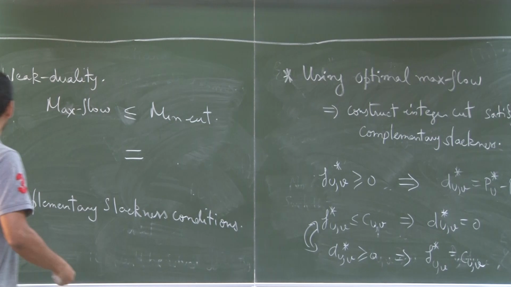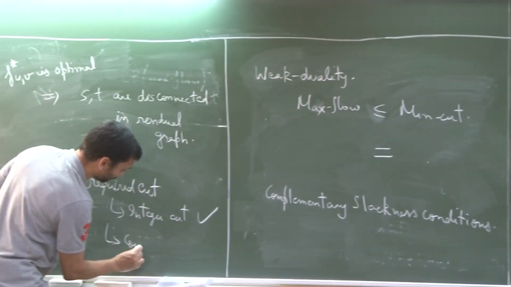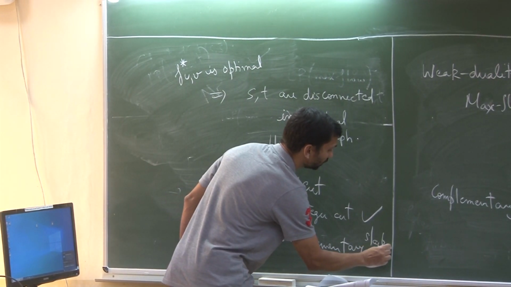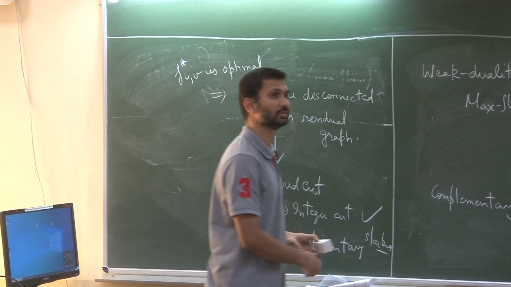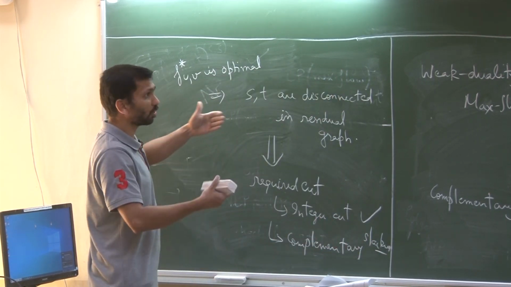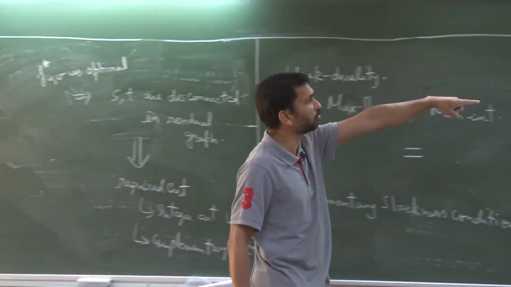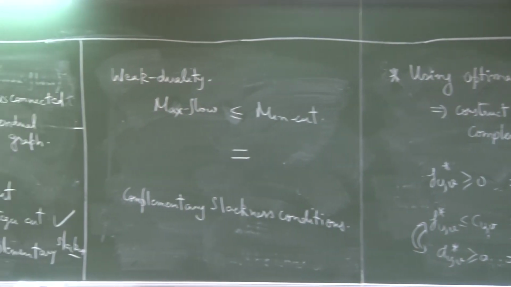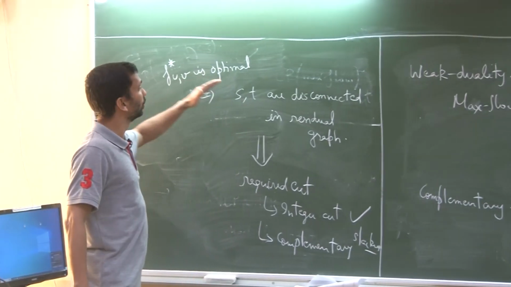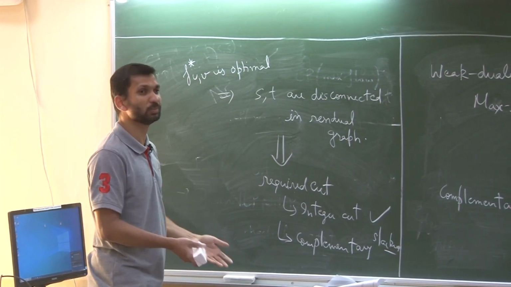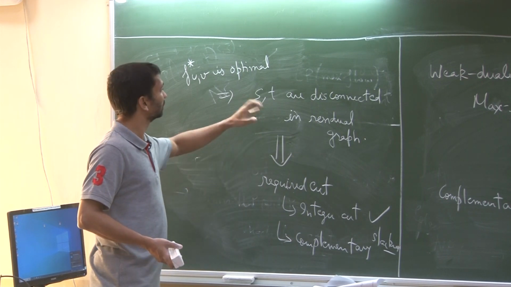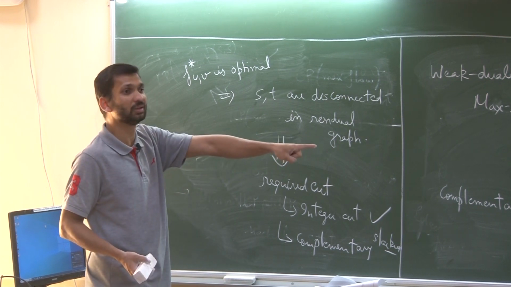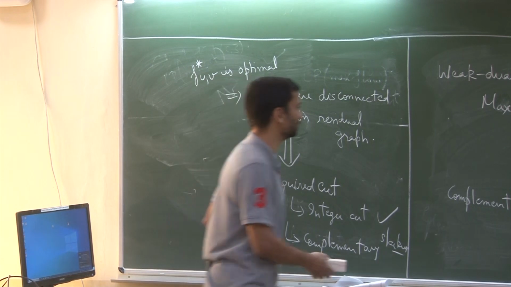Complementary slackness. I'm going to tell you that this required cut satisfies the complementary slackness condition. Right? This is what we wanted to do. This was the idea: using optimal flow, construct an integer cut satisfying complementary slackness. What is the cut? You take the optimal flow, look at the residual graph. The residual graph has to be disconnected. It specifies a cut, the set of vertices which are connected to S. I just need to show that it satisfies the complementary slackness condition.